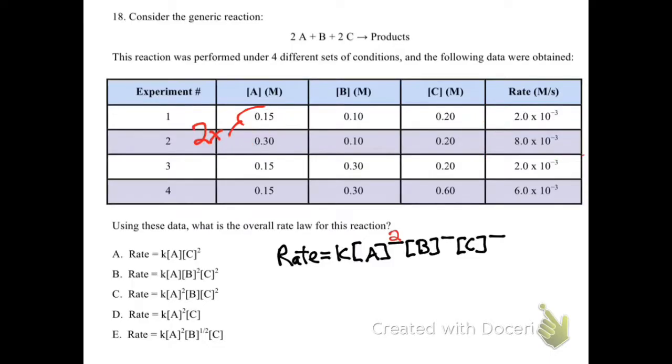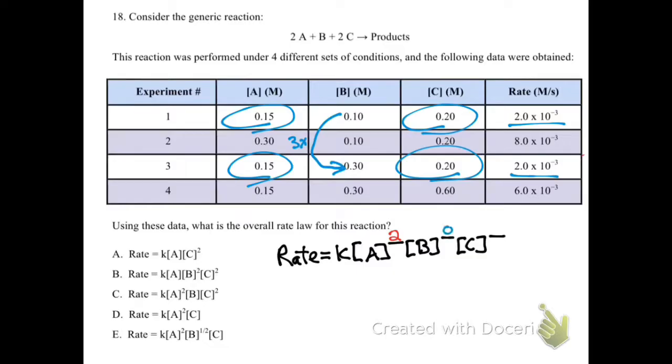Now, let's figure out what order B is. To figure out what order B is, what experiments can we compare? Well, how about these ones? So between 1 and 3, notice that A stays constant, C stays constant. The only thing that changes is that reactant B is tripled. So we made it 3 times as concentrated. And when we tripled it, the rate went from 2 times 10 to the negative third all the way up to 2 times 10 to the negative third. Oh, there was no change. Oh, what does that mean?